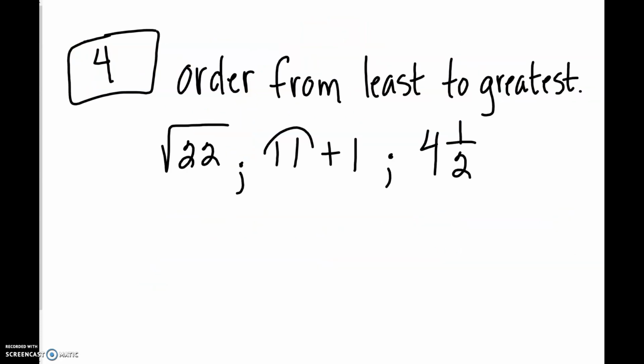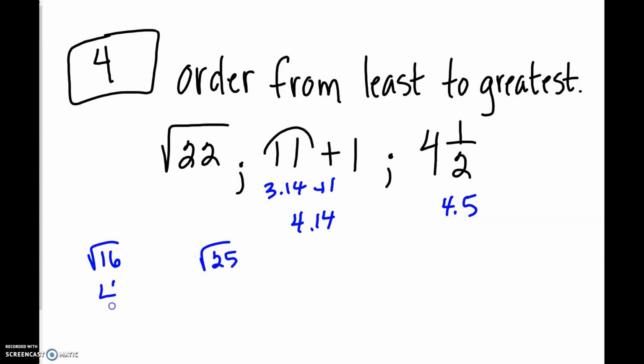All right, okay, now we're going to order things from least to greatest. Well, 4.5, we know that that's 4.5. You guys probably know what pi is. Pi is 3.14, and we're going to add 1 to that. So it looks like we're going to get 4.14. So now the square root of 22, that's between the square root of 16 and the square root of 25. So that's going to be between 4 and 5.